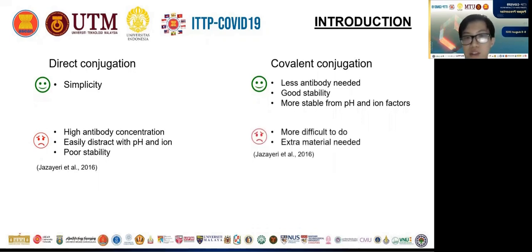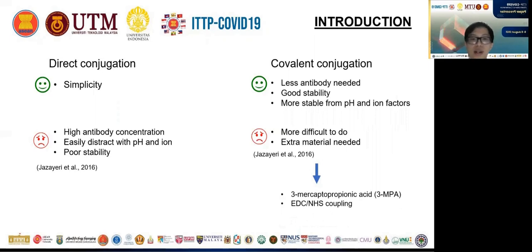But it's more difficult to do due to its more steps, and for this research, it needs extra material. And in this case, it is the 3-MPA or 3-mercaptopropionic acid and EDC-NHS. And so we will optimize this 3-MPA and EDC-NHS. And for the direct conjugation, we will optimize the pH and the ion. Or in this case, we will optimize the pH and the buffer usage.